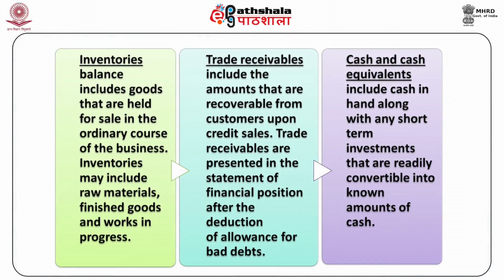Inventories. Balance includes goods that are held for sale in the ordinary course of the business. Inventories may include raw material, finished goods and works in progress. Trade receivables include the amounts that are recoverable from customers upon credit sales. Trade receivables are presented in the statement of financial position after the deduction of allowance for bad debts.